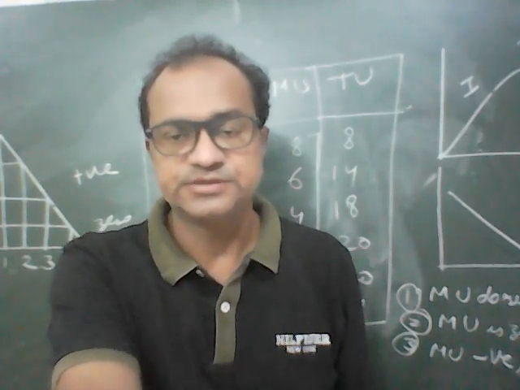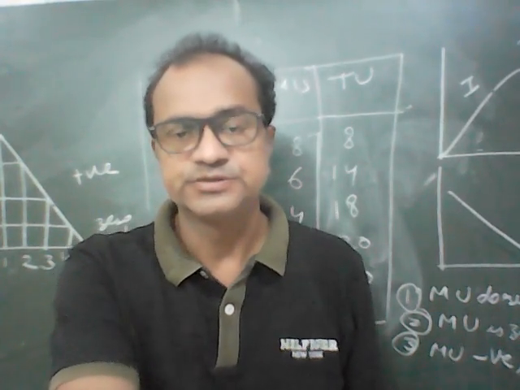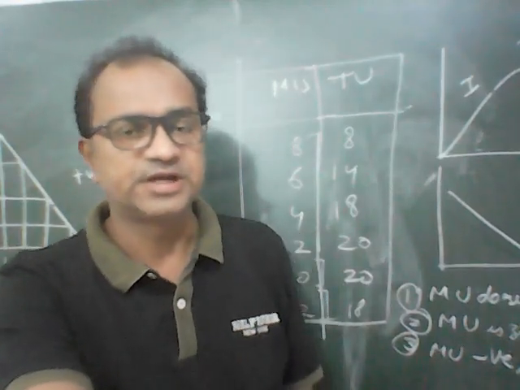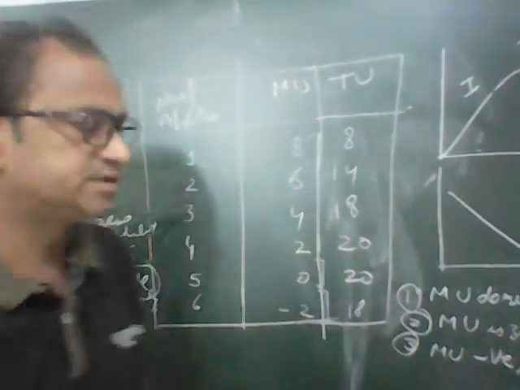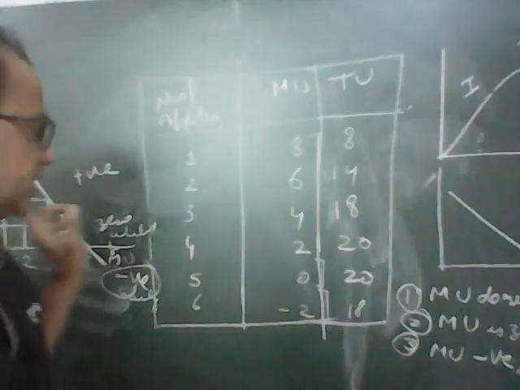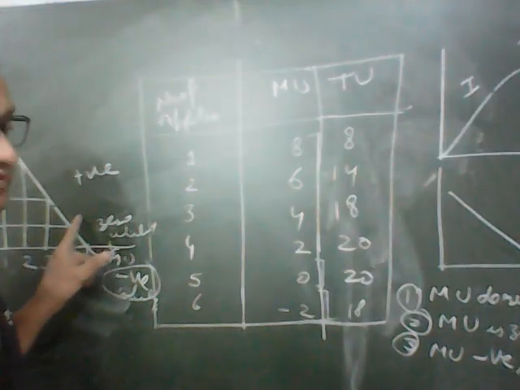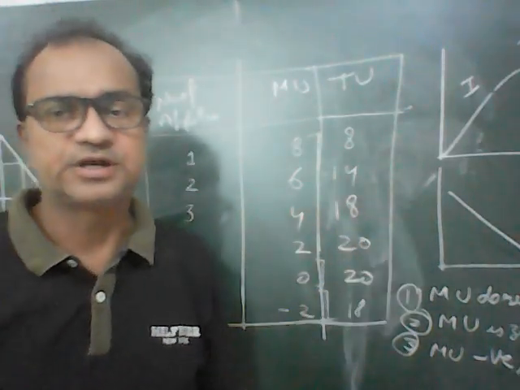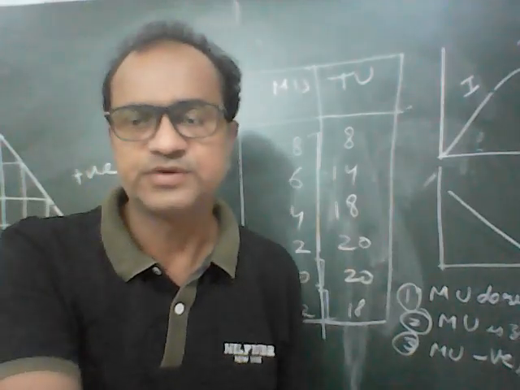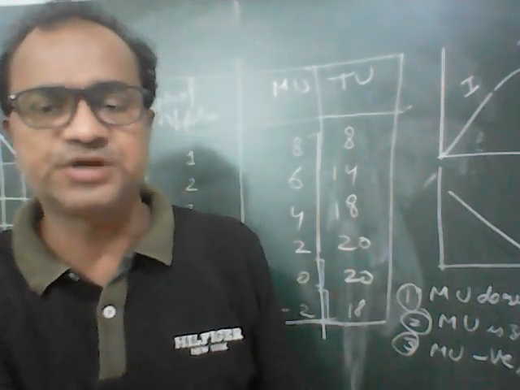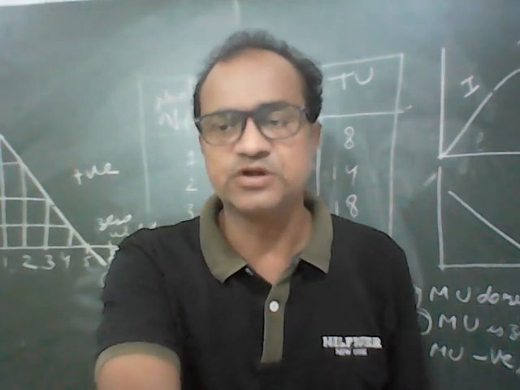We can do it with a table and a diagram, as we have already done. We can draw these diagrams. Thank you very much. This is the law of diminishing marginal utility with a single commodity.